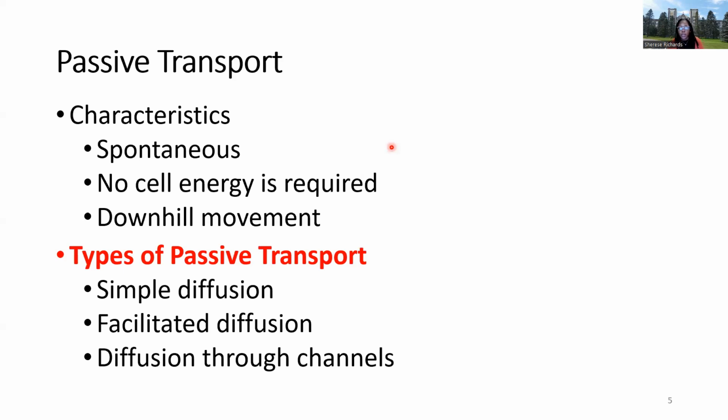So we can have diffusion of these molecules or particles, but they're going to require channels. The most classic example here are ions. And so ion channels are inserted in the membrane so that molecules can move. While it's still down their concentration gradient, ions are charged, and charged particles cannot go through the phospholipid bilayer, and so they're going to require some type of channel.